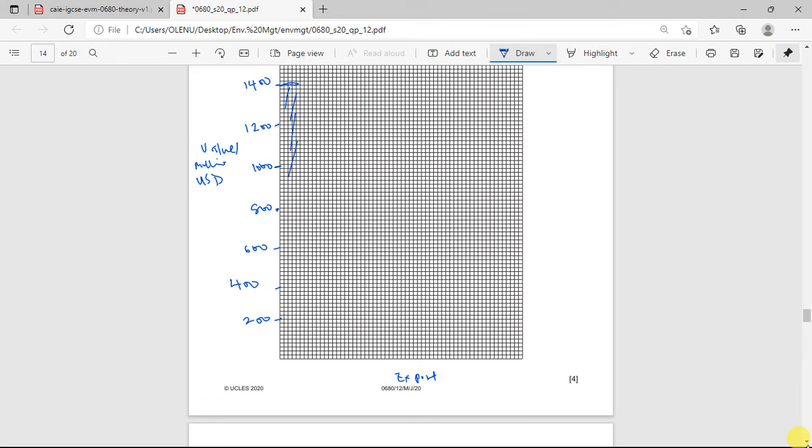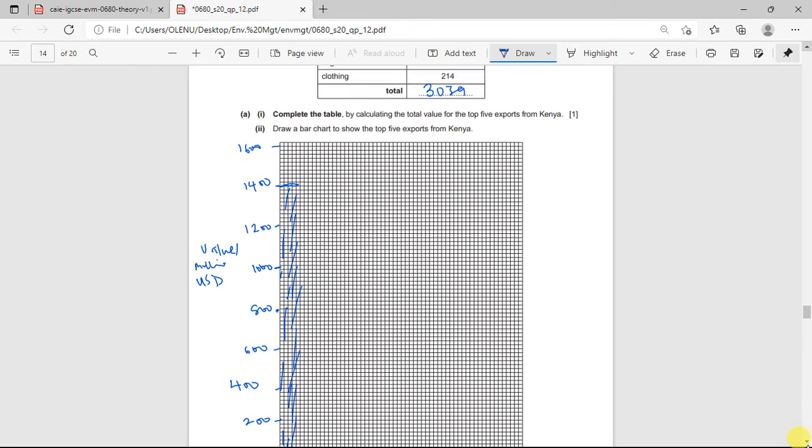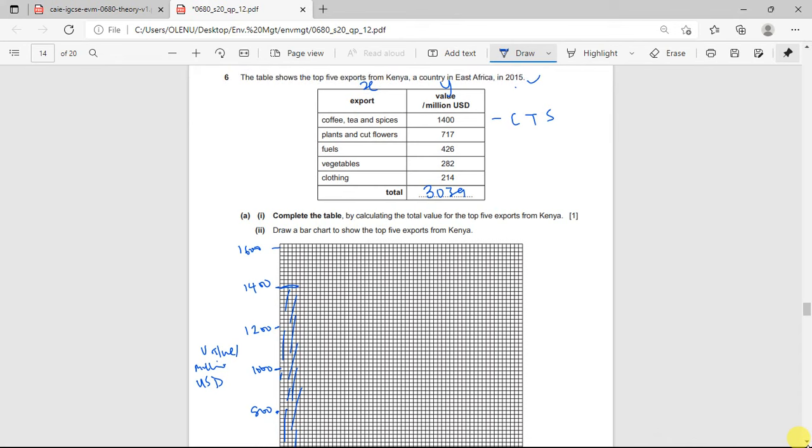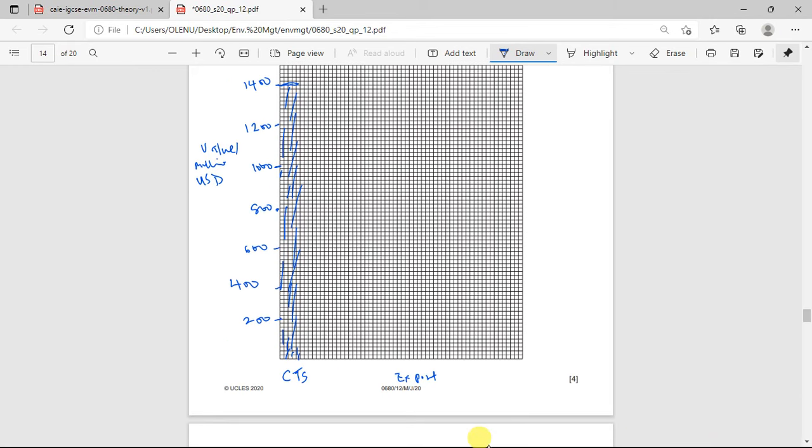Let me just use this. So coffee, tea, and spice, that's the first one, 1400. Now you can leave equal spaces in between. The next one is 717 for plant and cut flour. So plant and cut flour, 717. If I have this 600, half here 700. So 717 will be somewhere. I can leave 5 spaces in between, not 3. This is 700. 717 will be somewhere here.